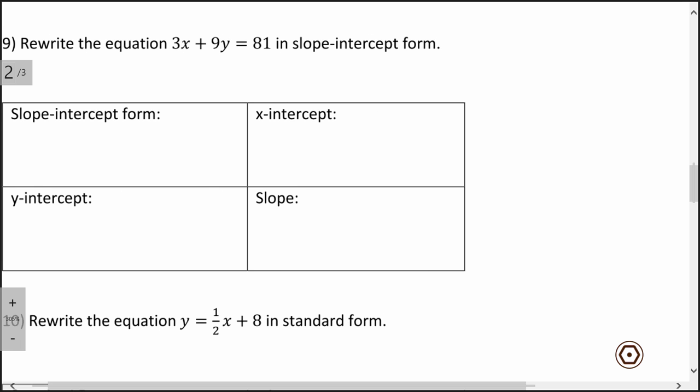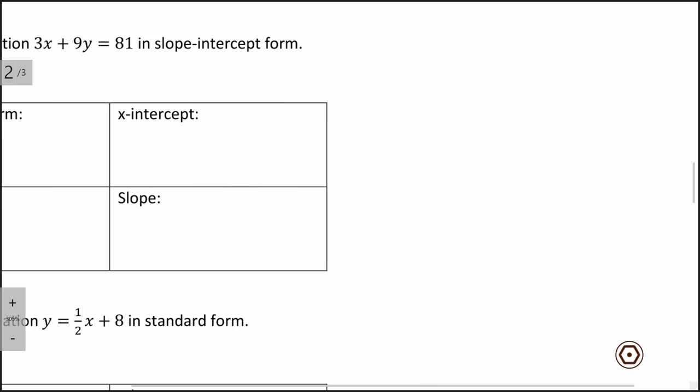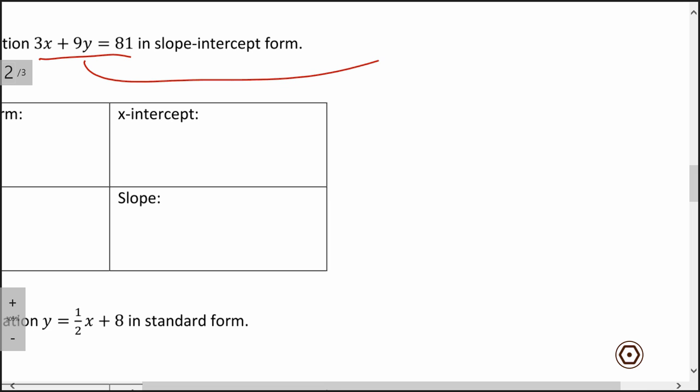Same exact things I'm going to walk through. I'm going to get y by itself. So to isolate y, I'm going to rewrite this again just for good practice. 3x plus 9y equals 81. I'm going to subtract 3x from both sides, and I'm going to rewrite this. It becomes 9y equals negative 3x, and then plus 81.